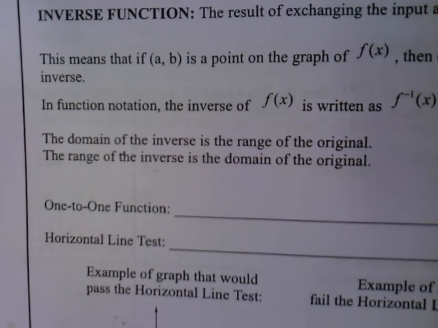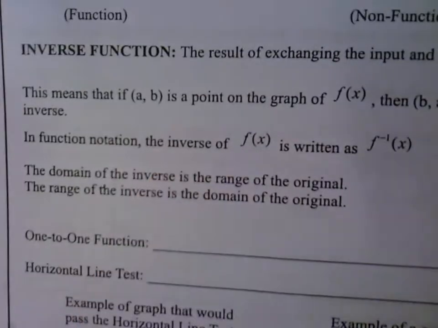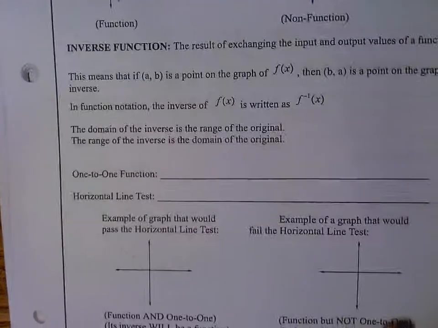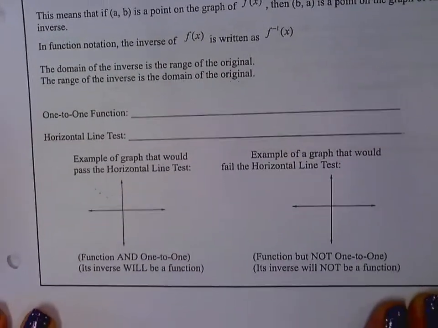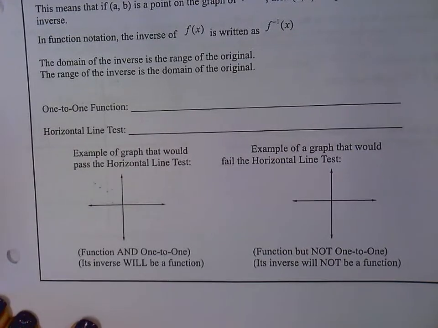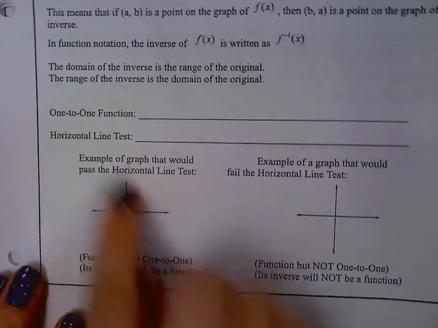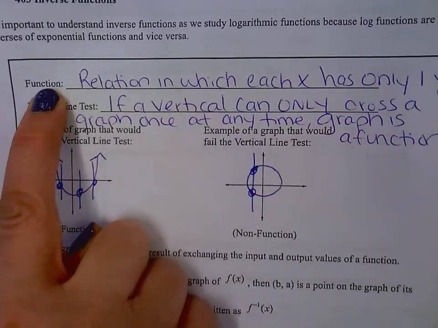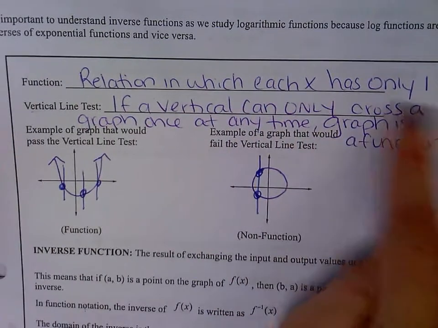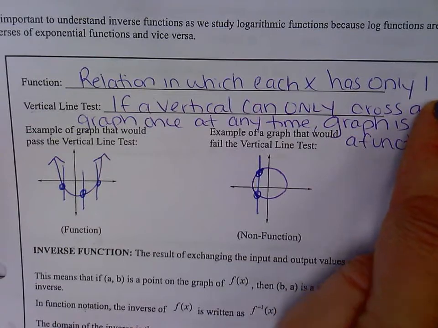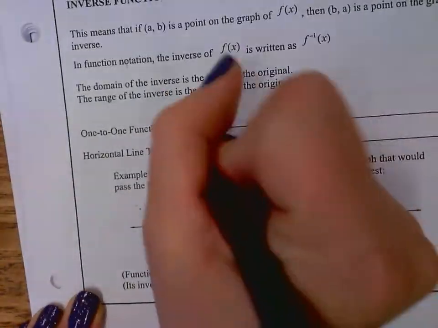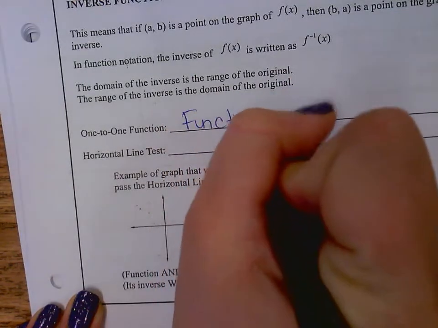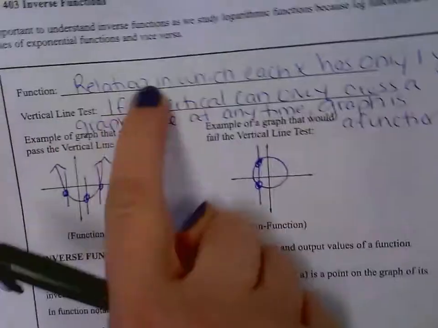I think some of this stuff will make more sense when we start finding inverses. So I'm just kind of giving you a bunch of definitions to flip back and forth to, and then we'll actually show you how to find inverses. So a one-to-one function. If I go back up here to a function, each x could only have one y, right? For it to be a one-to-one function, it already is a function. So it already had to pass this test. Each x had one y.